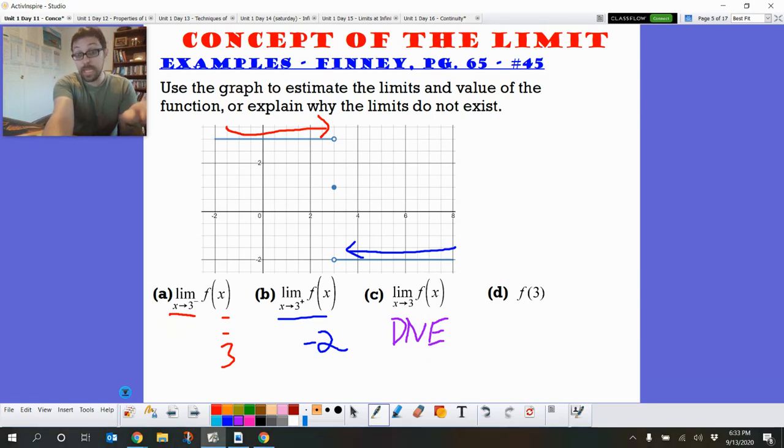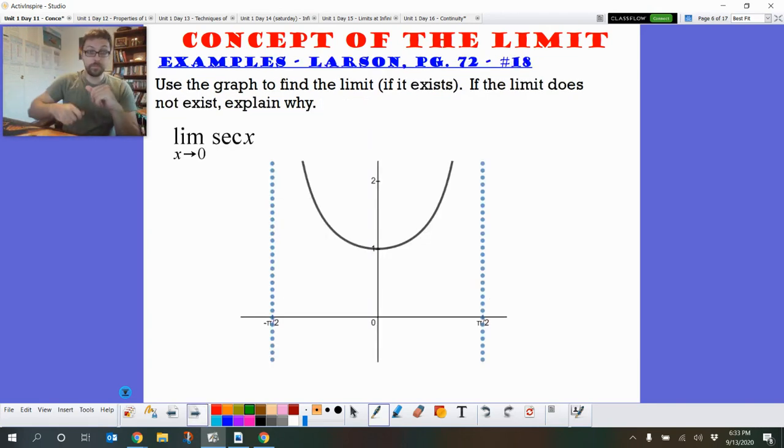However, f of 3 does still exist. We can see it. It's right there. It's that little dot. It's even actually something else: 1. Let's take a look at another example.